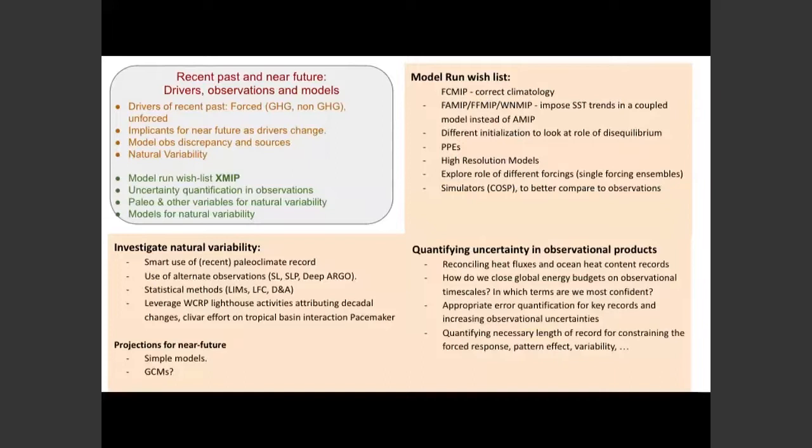Obviously, as is often the case with these workshops, there's a long model-run wish list. A lot of it has to do with understanding the coupled response: using flux-corrected simulations to correct the climatology, flux-adjusted simulations, freshwater forcing simulations, and wind nudging simulations to get at the SST patterns in a coupled framework. High resolution could play a role. There have been a lot of interesting suggestions for how to better investigate natural variability using the paleo record and other observations. And there's been a renewed interest in quantifying uncertainty in observational products, both in terms of SST, TOA, and so on. So I encourage you to look at this more, and we can discuss it as well. But this has been, I think, the main theme that came across over and over again.